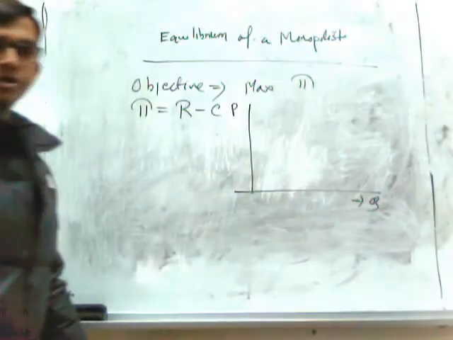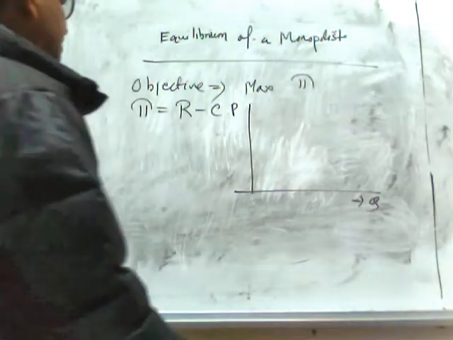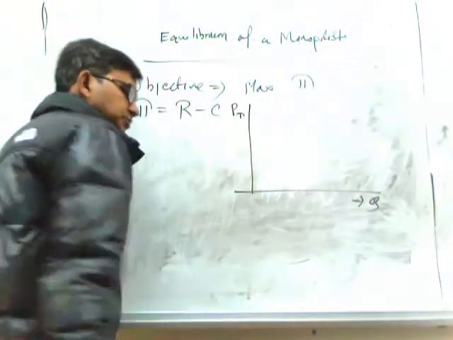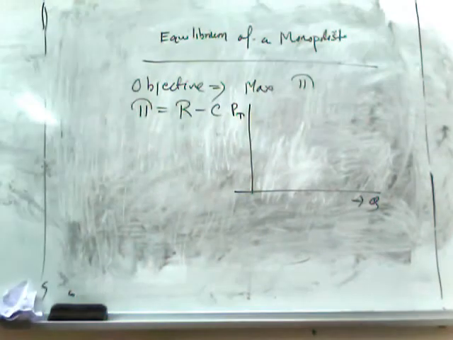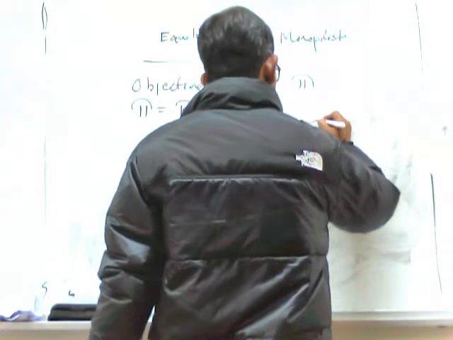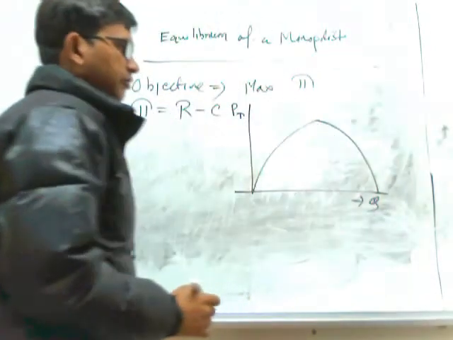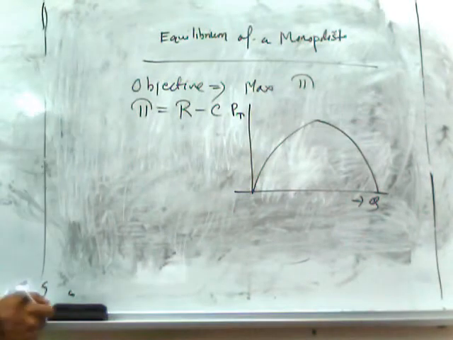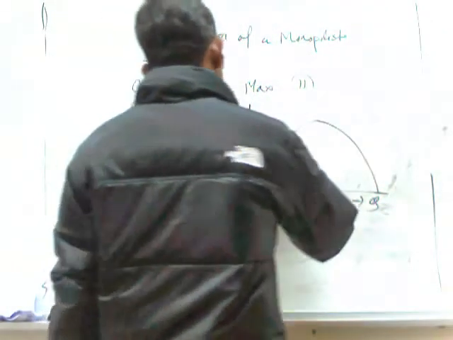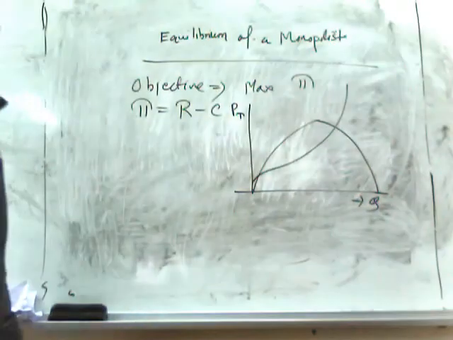So, the monopolist has to find out that level of output for which the profit is maximum, or the difference between revenue and cost is maximum. So this is the total revenue curve of a monopolist, and this is the total cost curve of a monopolist.